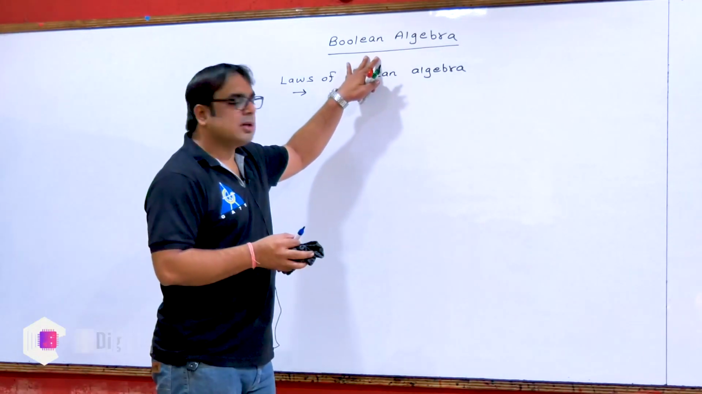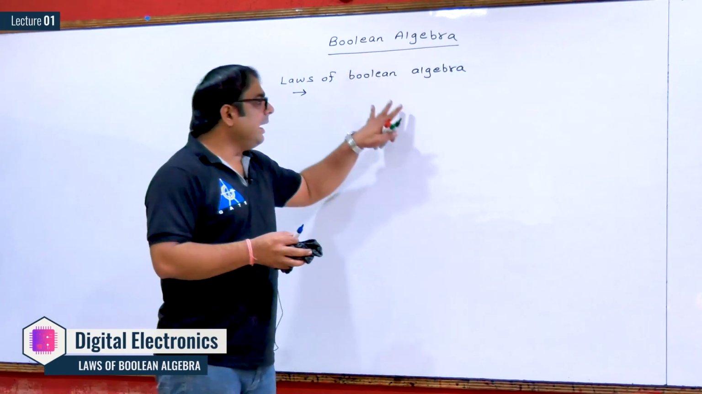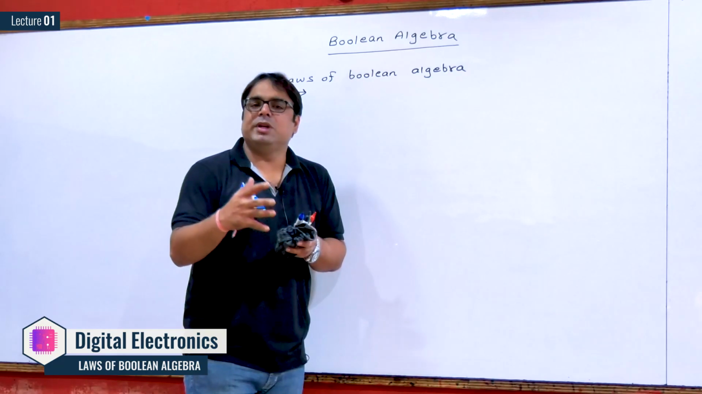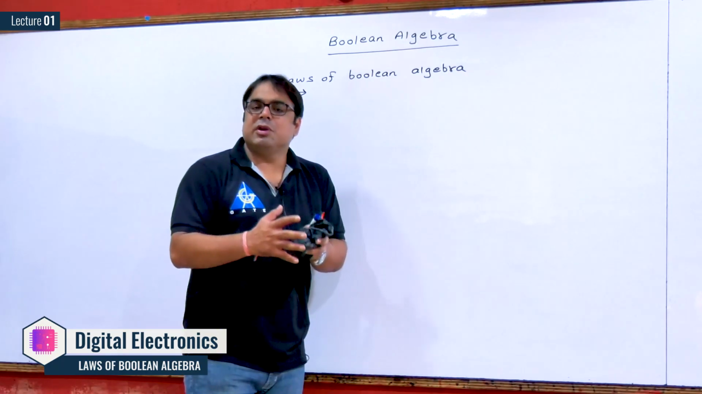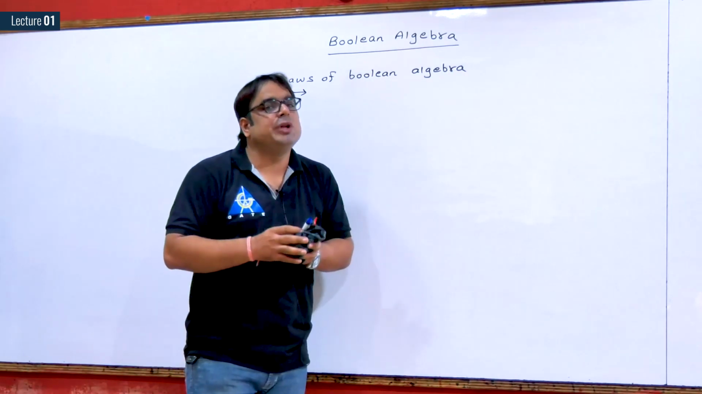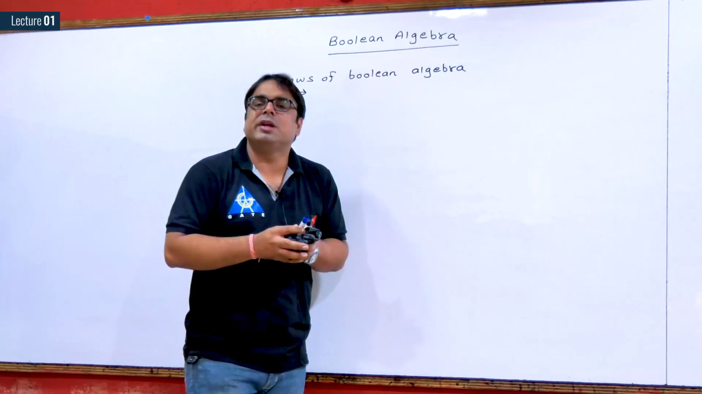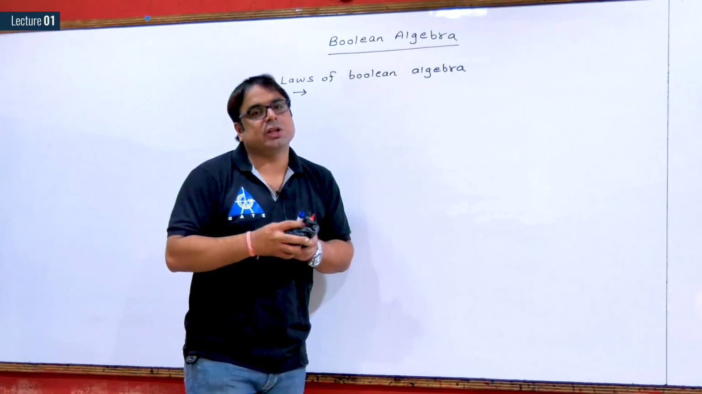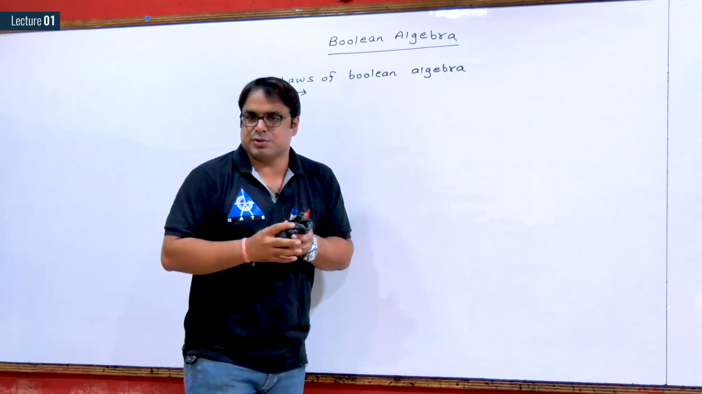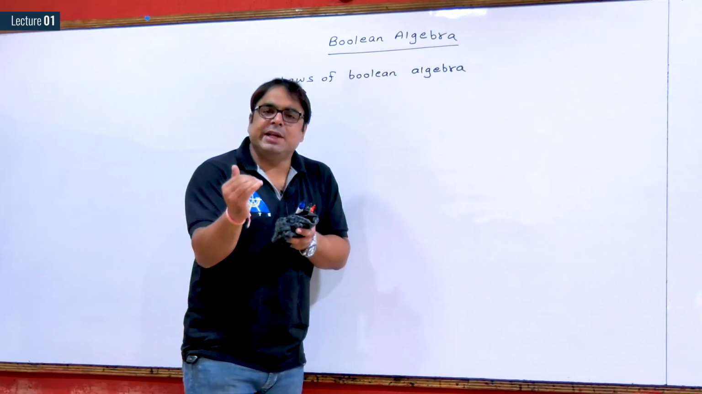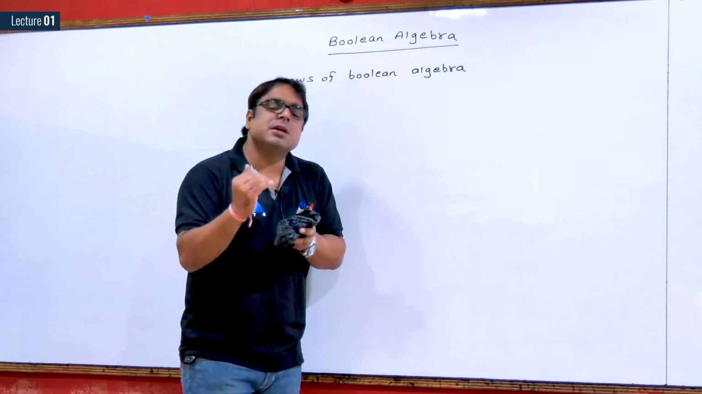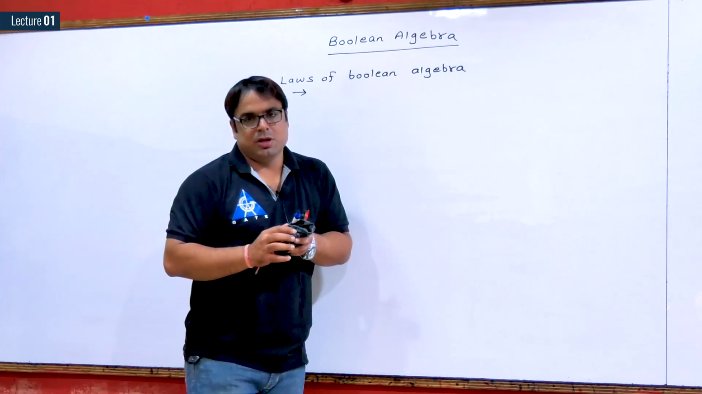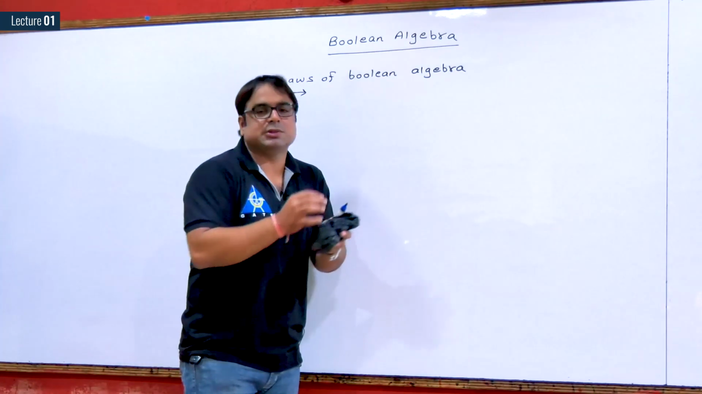Next topic is Boolean algebra. In Boolean algebra, we will first discuss all the laws of Boolean algebra, and then we will use the laws of Boolean algebra in minimizing the Boolean functions. Now, why do we need to minimize the Boolean function is simply to reduce the cost. You will notice if you reduce a Boolean function, fewer gates are required to implement that function. That will obviously reduce your cost.